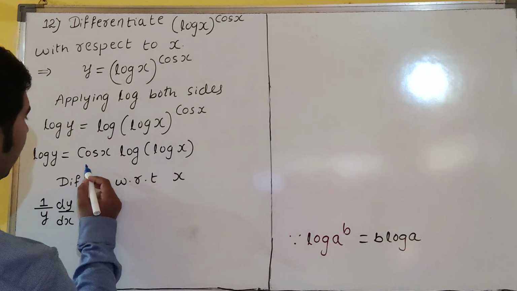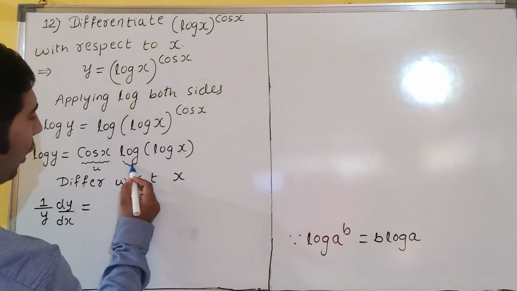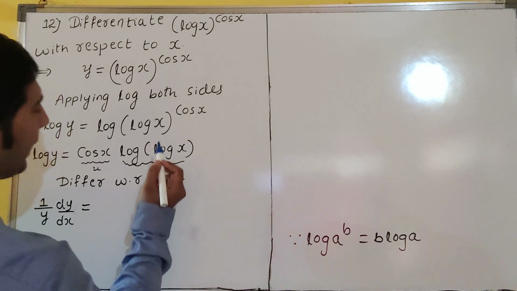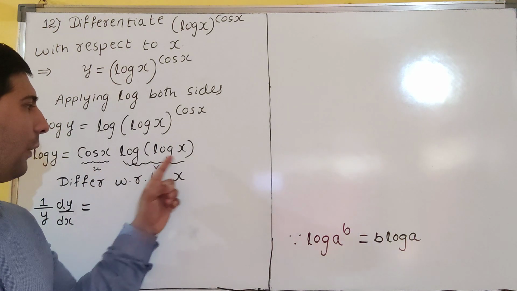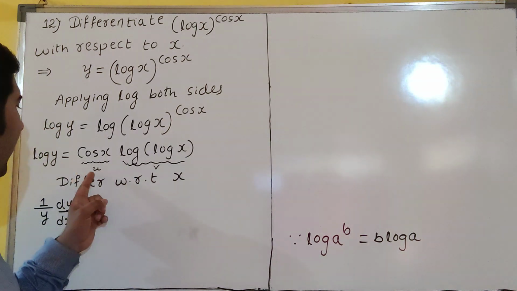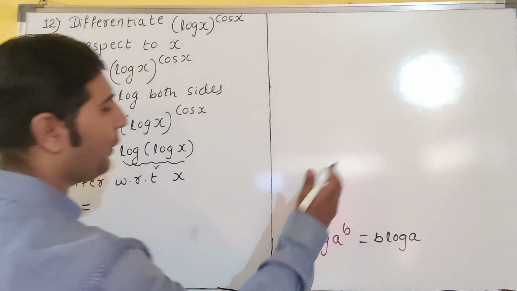How is this looking, you know? Cos x is called u and log of log x is called v, dear students. Cos x is called u and log of log x is called v. It is looking like u into v, dear students.